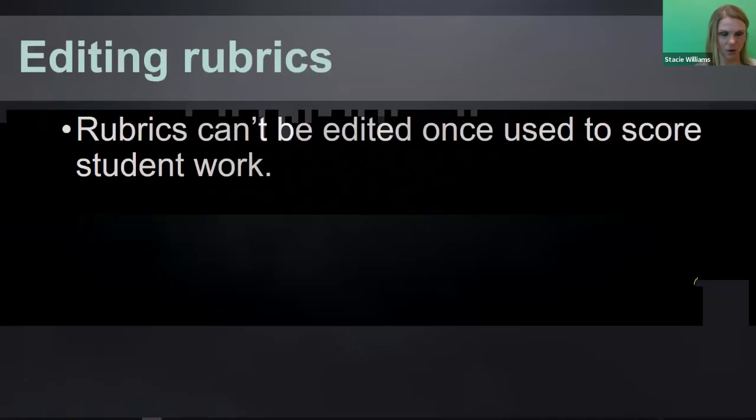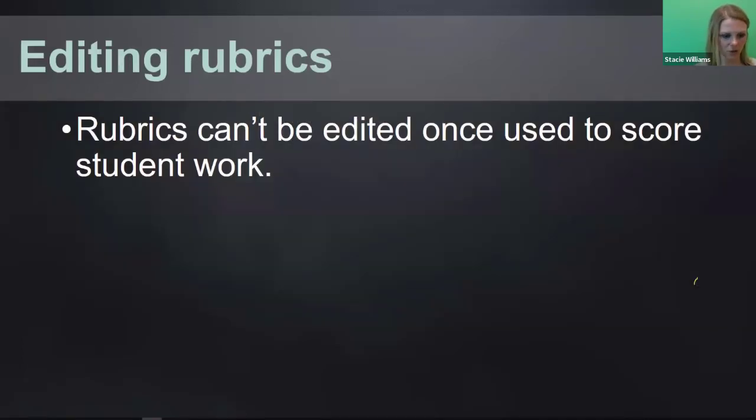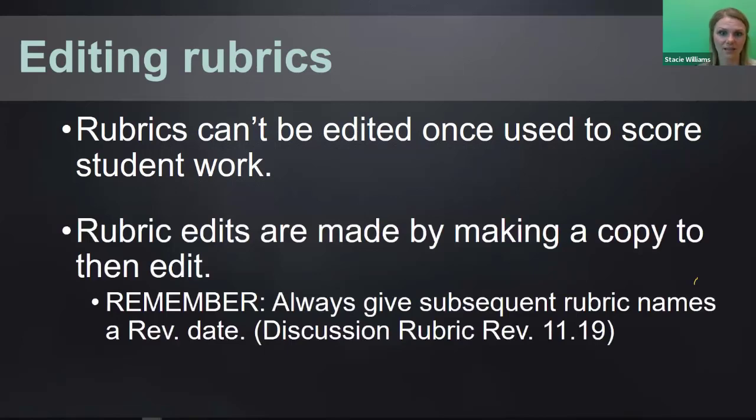So a quick recap from some of the things we just looked at, because I know I threw a lot at you. And again, I am so happy to chat with anybody after this session in the months or years to come about this. Rubrics can't be edited once they're used to score student work. So if you've been frustrated by that little lock symbol, that's why. Rubric edits are made by making a copy to then edit, and really try to use some good naming conventions.